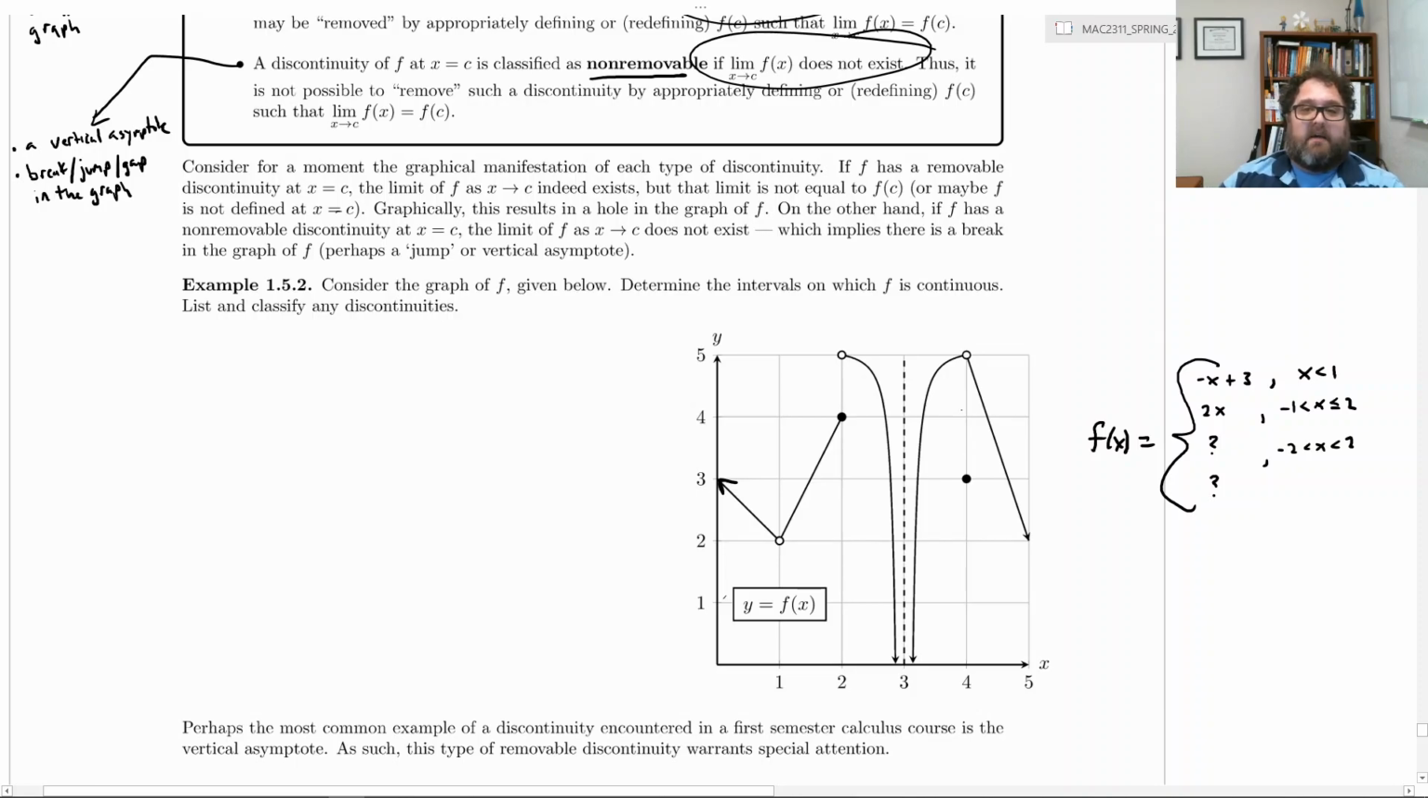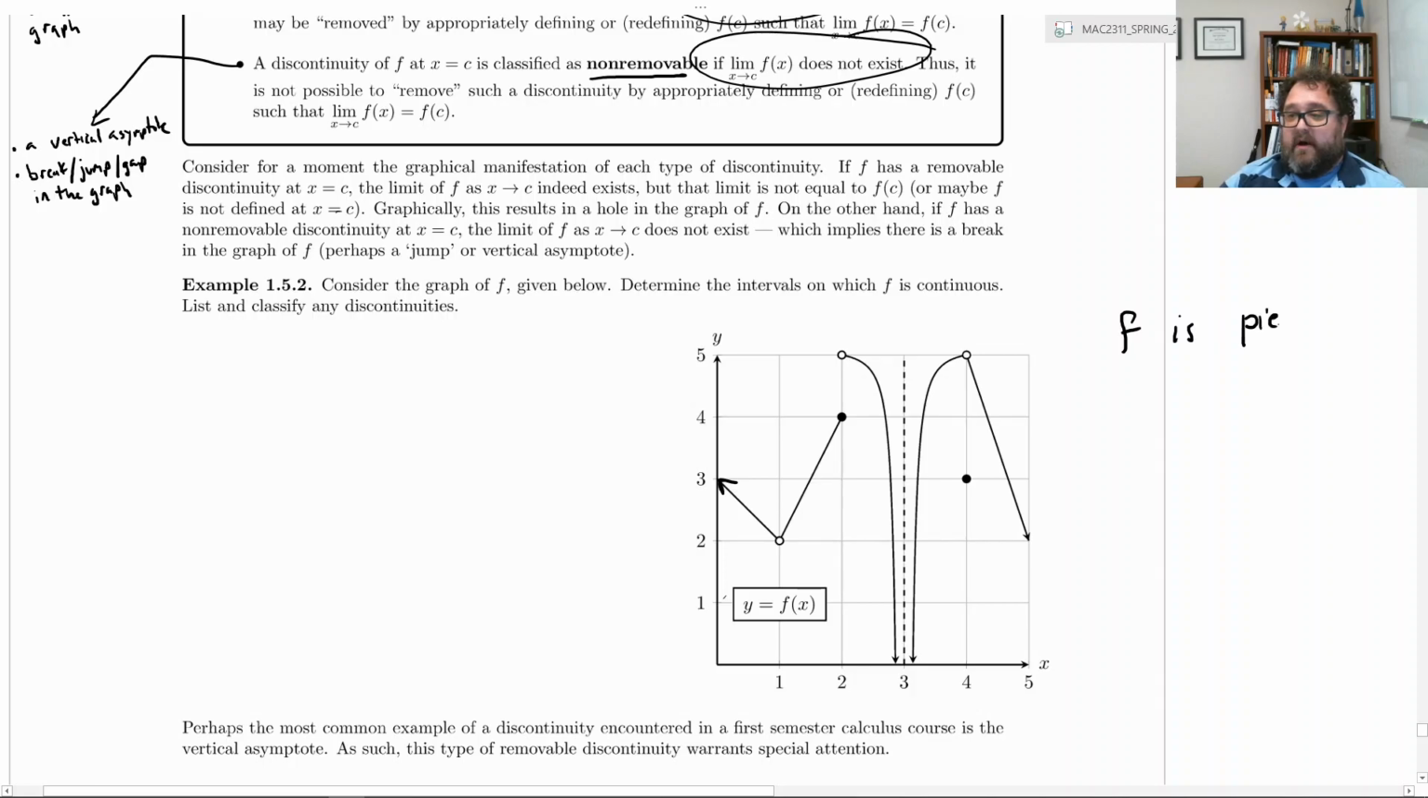Now, why am I even bringing this up? Why am I bringing up the fact that it's a piecewise function? It doesn't really matter what it is because we're going to rely on the graph. We're not going to rely on that algebraic definition. Why do I bring it up? Say this: f is piecewise. Hence, theorem 1.5.2 does not apply.